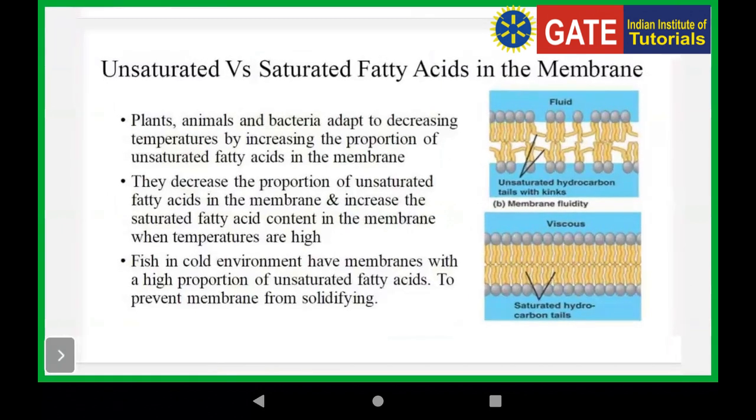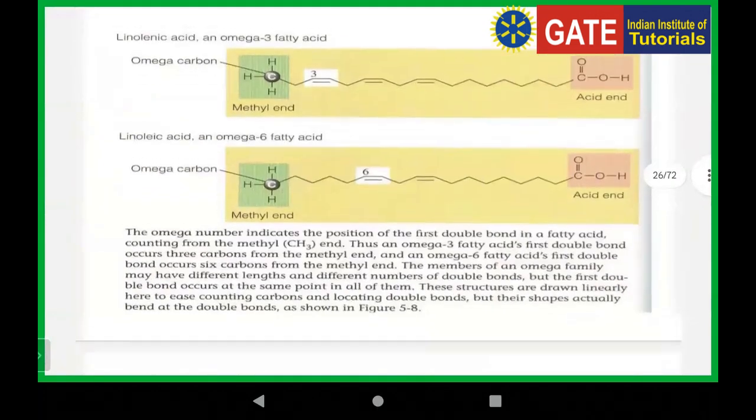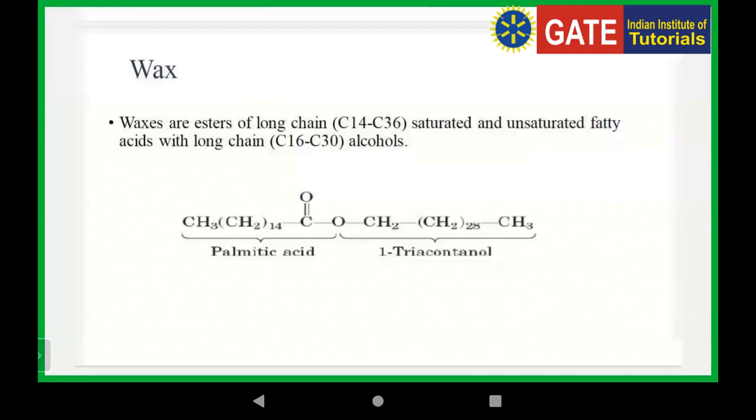Saturated fatty acid gives a viscous nature, unsaturated fatty acid gives a fluid nature. That's why cell membrane phospholipids contain one saturated and one unsaturated fatty acid. Okay. Waxes contain long chains of saturated and unsaturated fatty acids with long chain alcohols. Those are called waxes. Waxes are esters of long chain saturated and long chain unsaturated fatty acids with long chain alcohol.